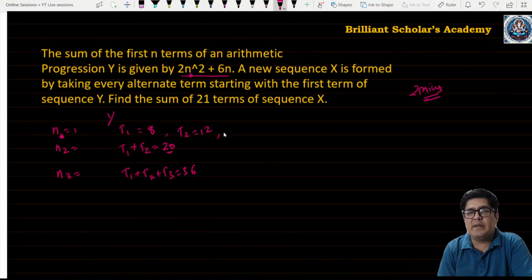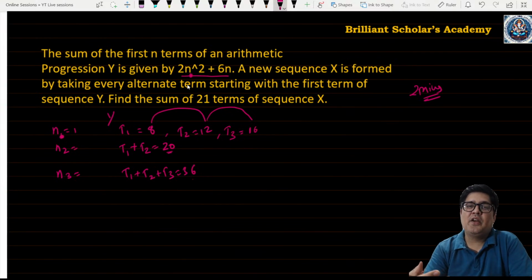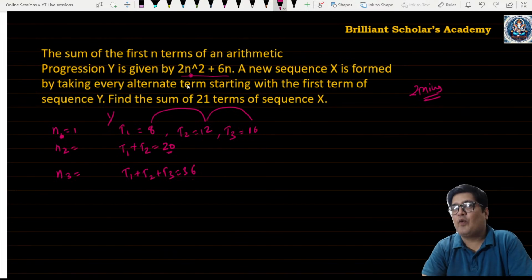If the addition is 36, the first two terms add up to 20. So T3 must be 16. Now I am able to notice a pattern. From here there is plus 4. From here there is plus 4. So it is an arithmetic progression with 8 being the first term and common difference being 4.